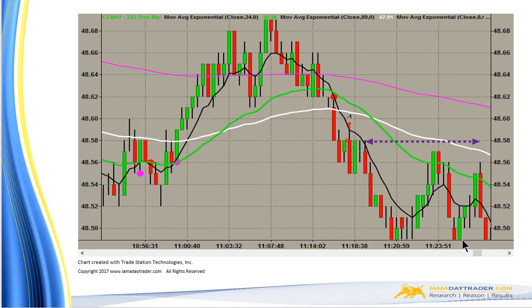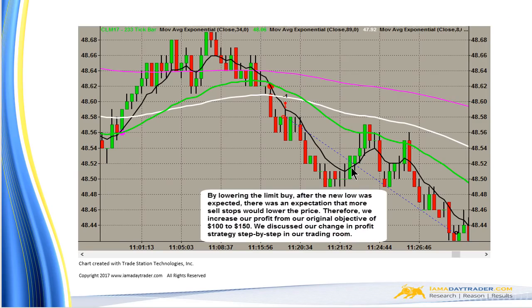This is basically building up sell stops just under these lows. So the push of price underneath, the new sellers are going to drive prices lower. So what I did, I lowered my profit objective. Originally I was looking for a profit objective of $100, but instead I lowered my limit because I believed the sellers were going to push prices just a little bit lower. And of course this was all set up in our room step by step, of why I made changes in our profit objective.